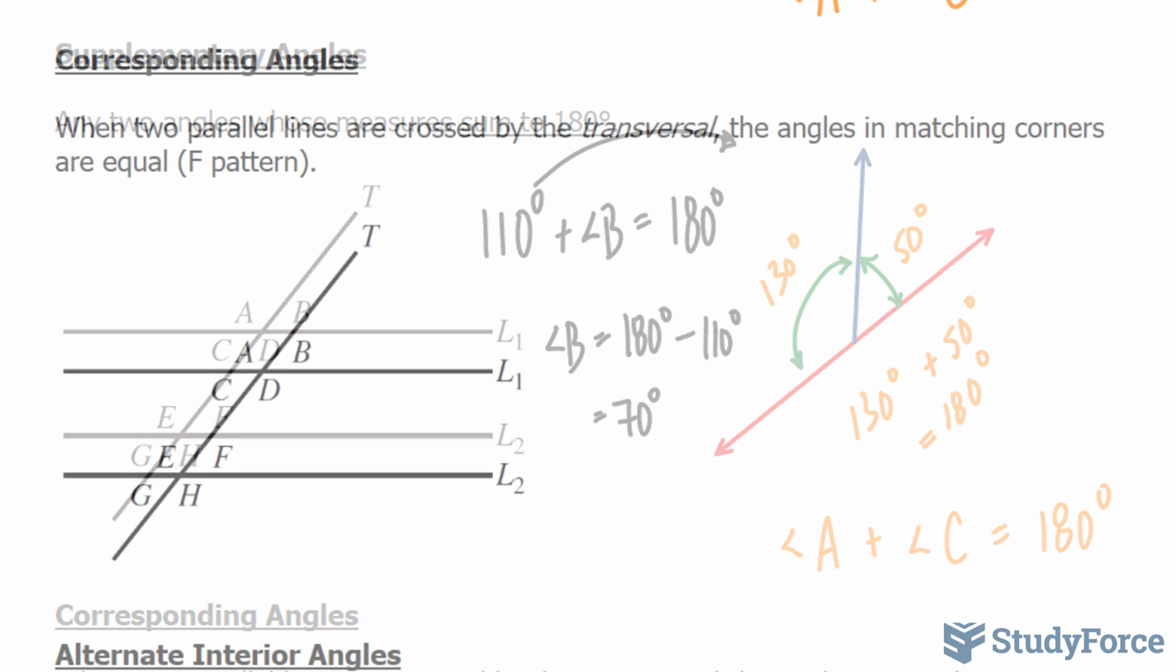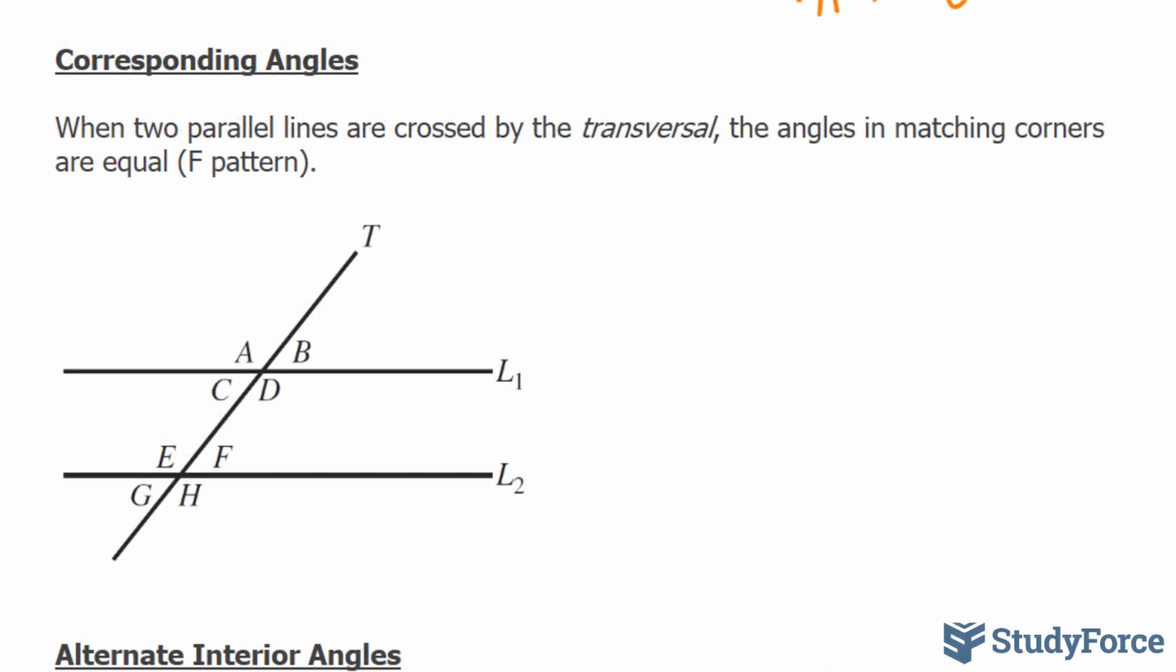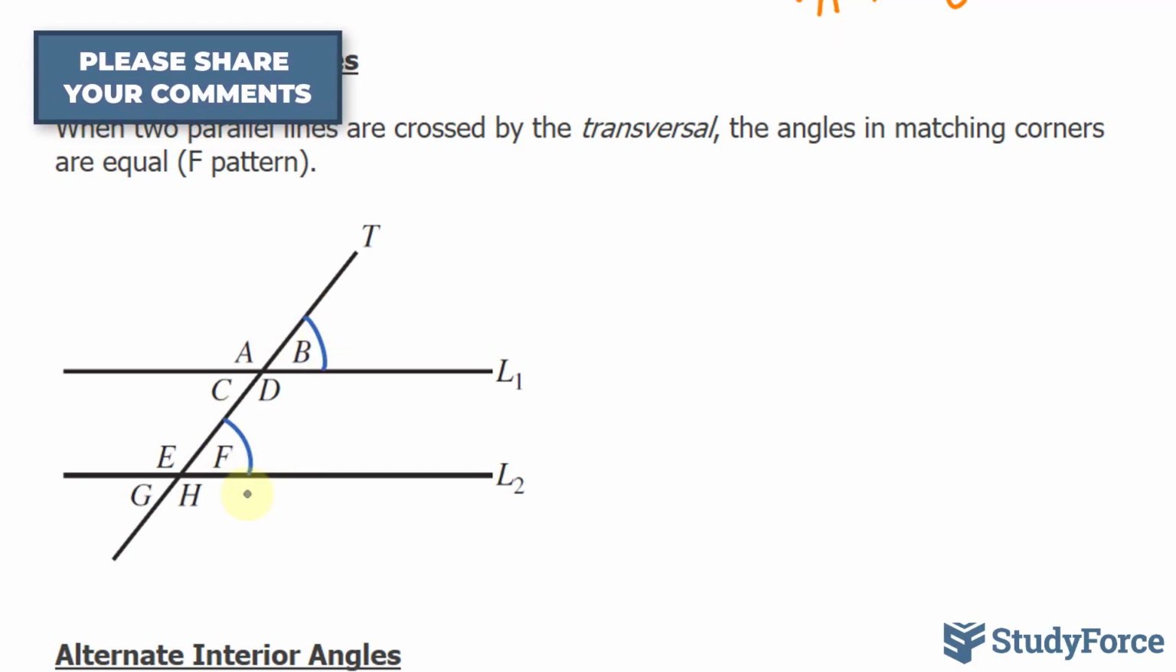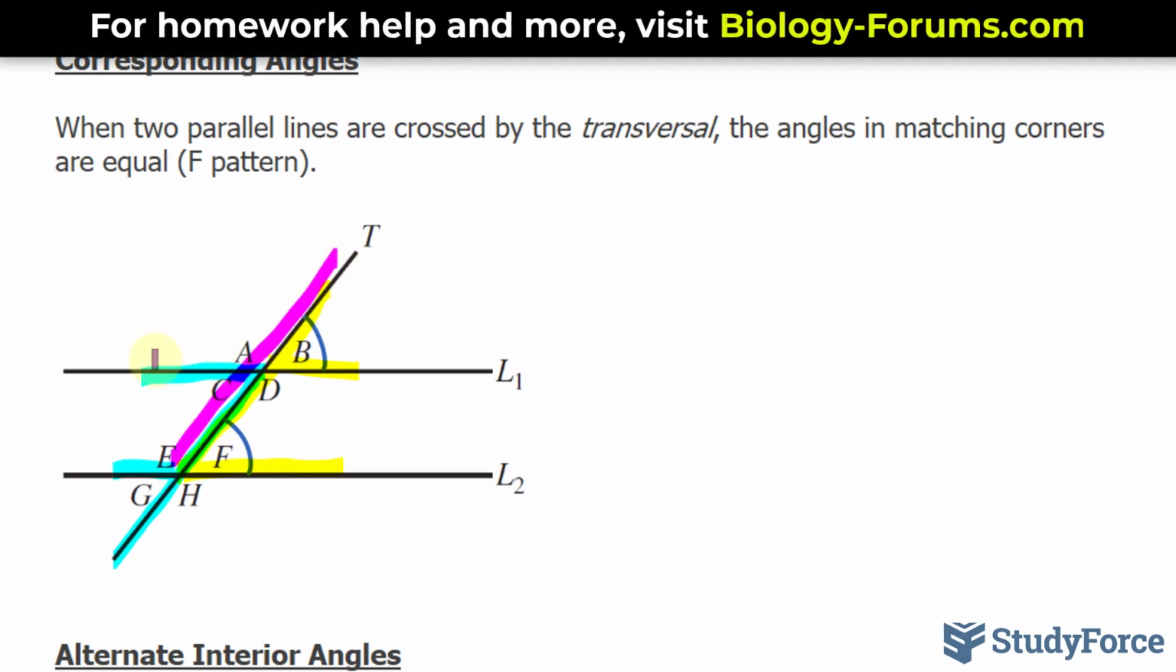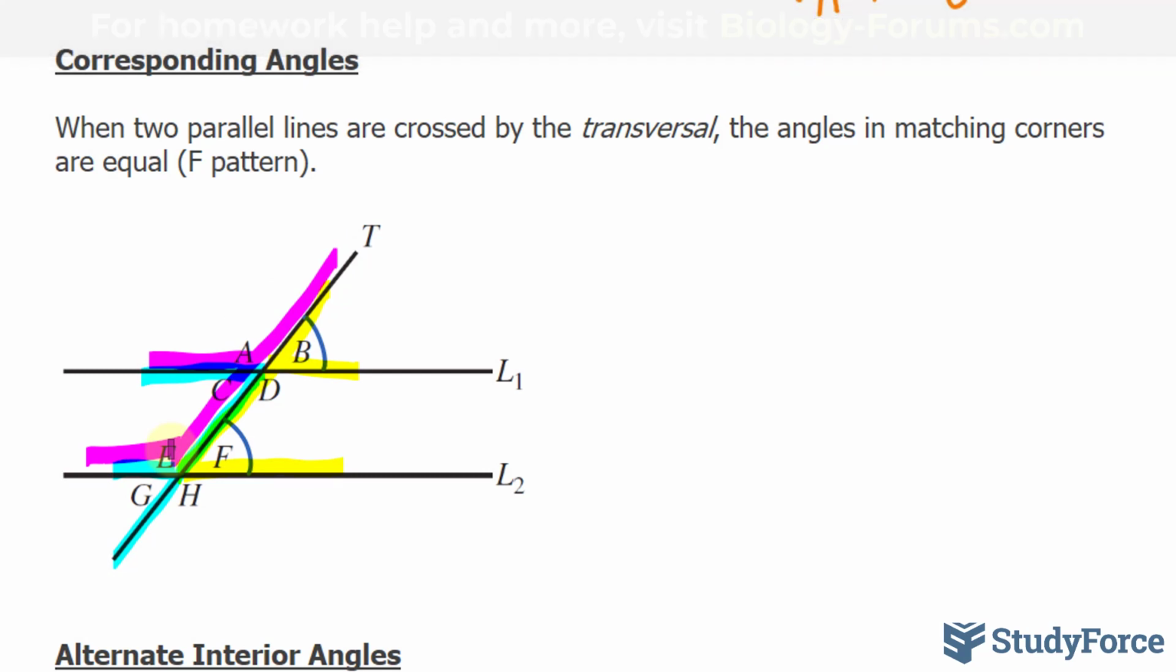Let's move on to the next rule. This rule is referred to as corresponding angles. And whenever you have two parallel lines, which we've denoted with the letter T, the angles in matching corners are equal. In other words, this angle, B, is equal to F. If you can spot the F pattern, then you've technically found corresponding angles. Similarly, the F could be in the opposite direction. For instance, angle G and C would be the same. Or it could be this F, an upside down F facing the other way. In this case, A and E would be the same.